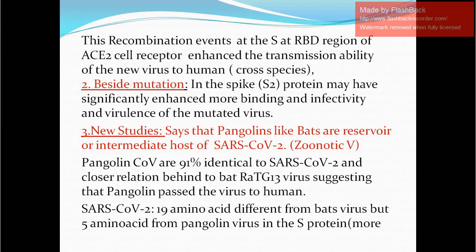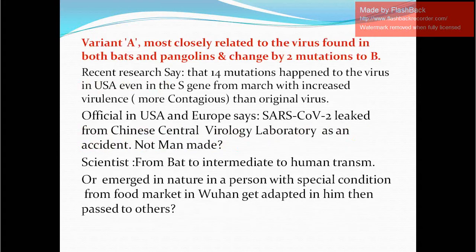And besides that, SARS-CoV-2 is 19 amino acids different from the bat virus, but only 5 amino acids different from the pangolin virus in the S protein, which means that it is closer to SARS-CoV-2.